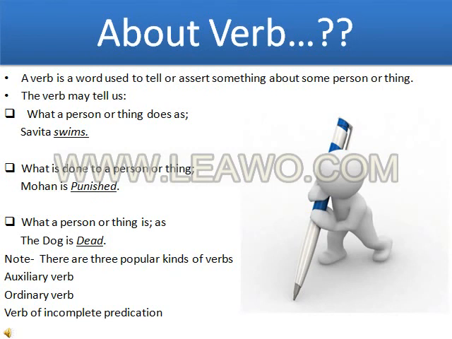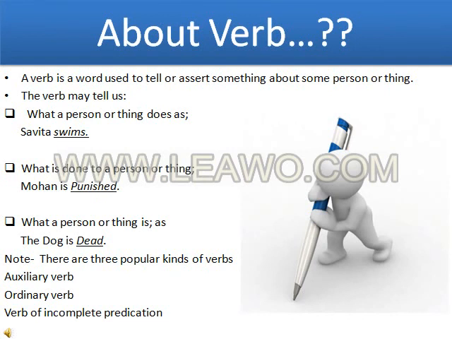Today's topic is verb. So what is verb? How will we define the verb? It's written here on the screen in the very first line. A verb is a word used to tell or assert something about some person or thing. The verb may tell us what a person or thing does, what is done to a person or thing, and lastly, what a person or thing is.